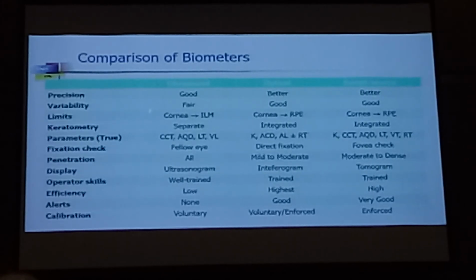How do you do the fixation check? With ultrasound, you use the fellow eye. For optical, you make sure the patient fixes directly. For swept source, you do a foveal check. What about penetration of cataract? Ultrasound is all cataracts, optical is mild to moderate, and swept source is moderate to dense. For the display, ultrasound gives an ultrasonogram, optical is just an interferogram, and for swept source, we give you a tomogram.